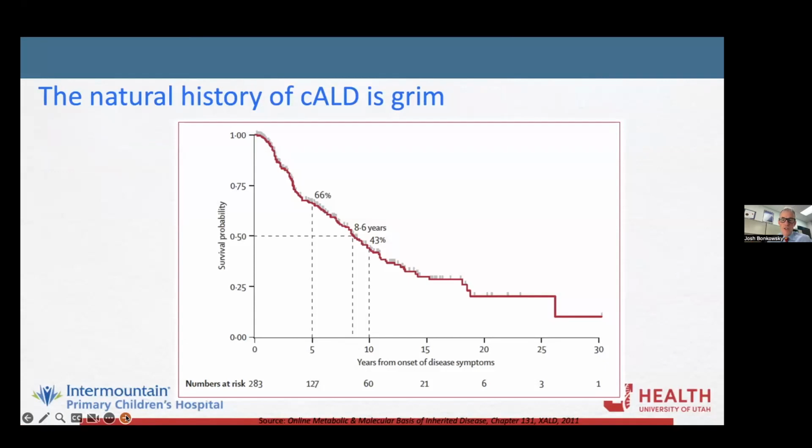So without treatment, cerebral ALD is severe and fatal. Within 2 to 5 years, over half of people who have cerebral ALD will die, and they also have progressive neurologic impairment.